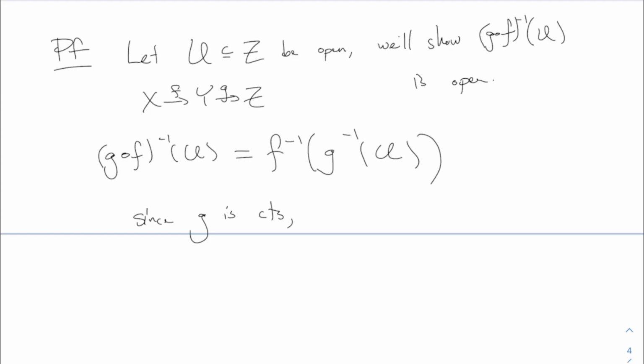G inverse U is open. Yeah, it means G inverse of U is open, right? Because U is open and G is a continuous function. So that means G inverse of U, which is what you see right here, right? That is open. In Y, I guess, right? We pulled it back one step. But now I'm going to say since F is continuous, can anyone say what can you conclude from that? Maybe somebody else who is not a Julia.